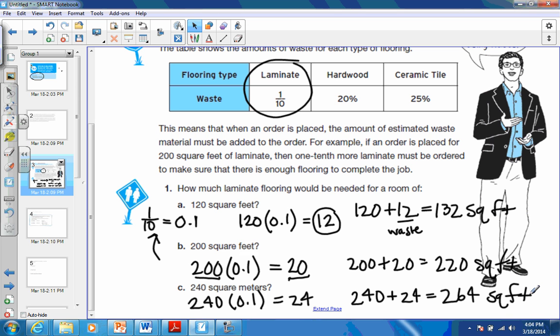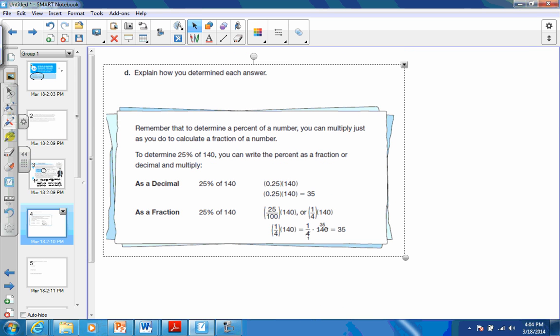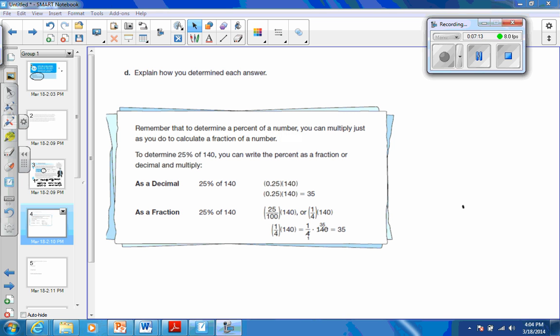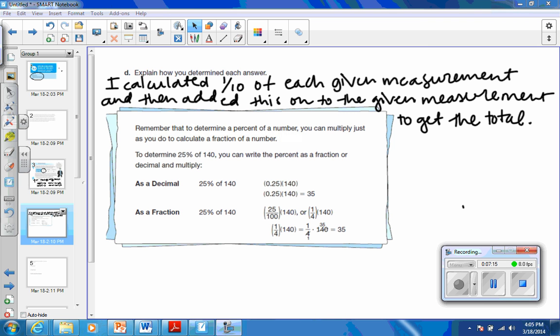Next, we're moving on, and first of all, they wanted us to explain how we determined each answer. So basically what we did is we calculated 1/10 of the given measurement. We just took whatever we thought would cover the floor, we took a tenth of that and then added it back on, and that's what your answer should say. So go ahead and write that down.